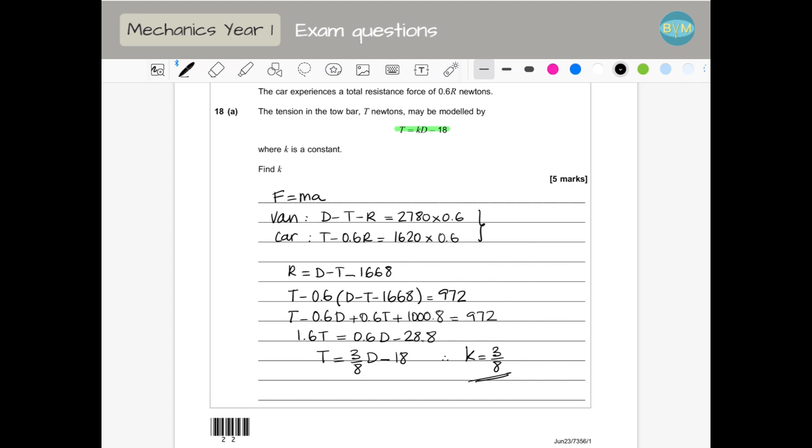So what I've done is write an equation of motion for the van, and write an equation of motion for the car. I have eliminated R because I have to find a connection between T and D. When I've eliminated R, by making it the subject in one of them and substituting in the other, I just work with my expression until I have T equal to something, and I have compared with this one. This is the first part.